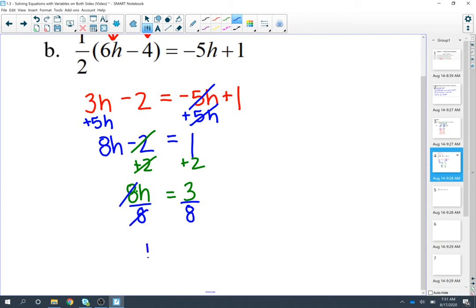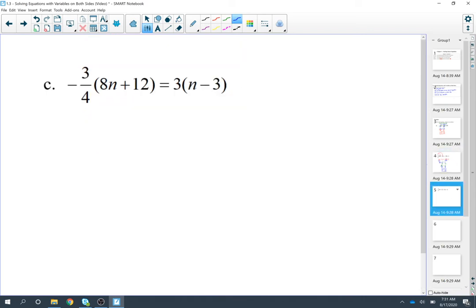Which is going to leave me with h equals 3/8. That is a fraction. It cannot be simplified. So honestly, the answer I'm going to prefer here is just 3/8 and leave it like so. For the sake of time, I'm not going to check our answer. I will leave you to do that, but I'm going to move on to example C.